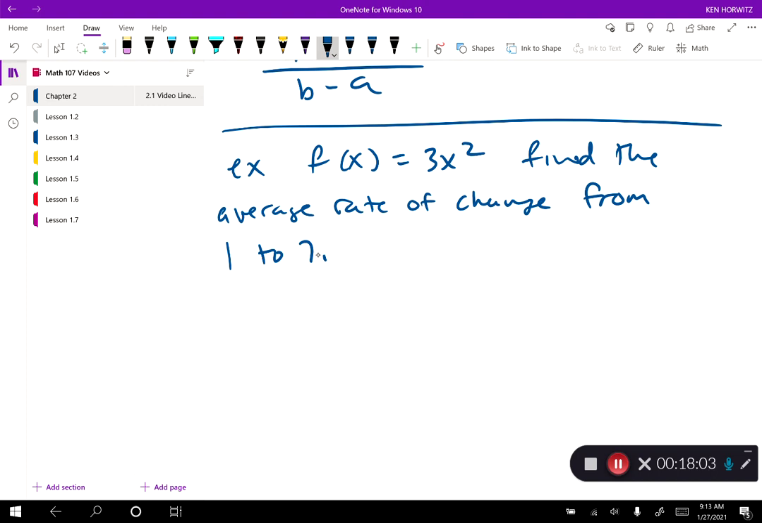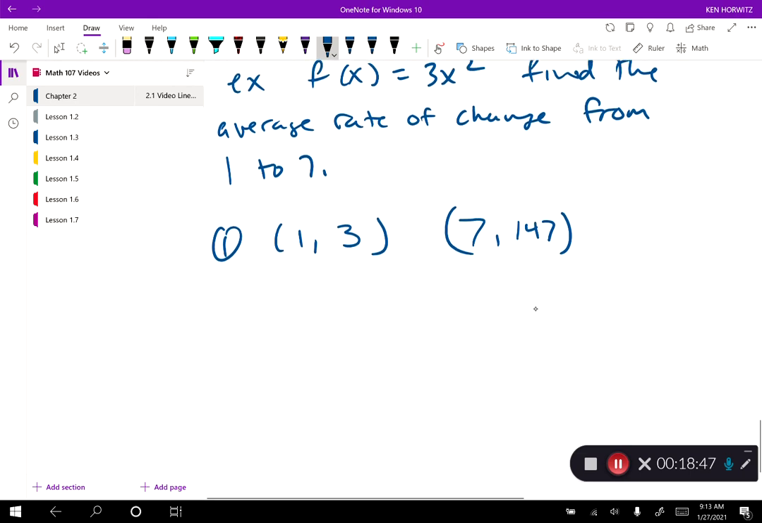All right, so our first step is I need 2 points. So I have 1 comma something and 7 comma something. I don't know what those somethings are yet, but I can figure them out by taking my 1 and my 7 and plugging them into my function. So why don't you pause the video right now, take 1, plug it in, take 7, plug it in, and we'll talk about the y values on the back end. All right, so I plugged in 1 and I plugged in 7. I got 1, 3, and 7, 147.